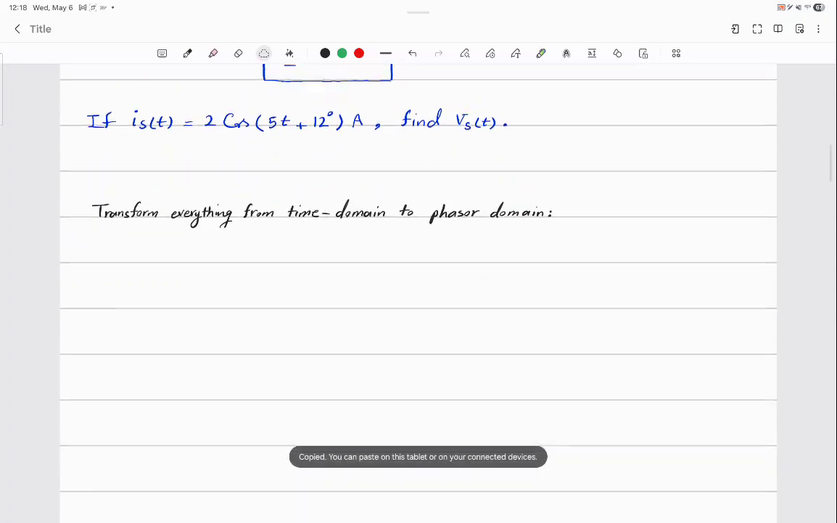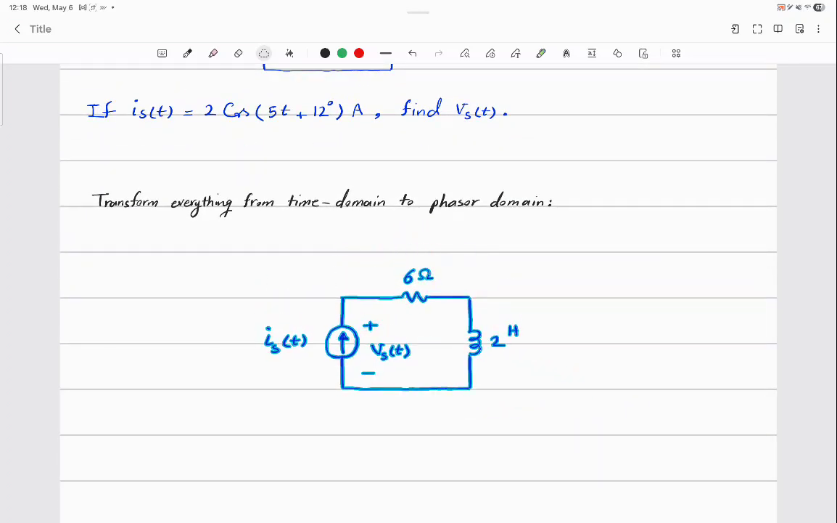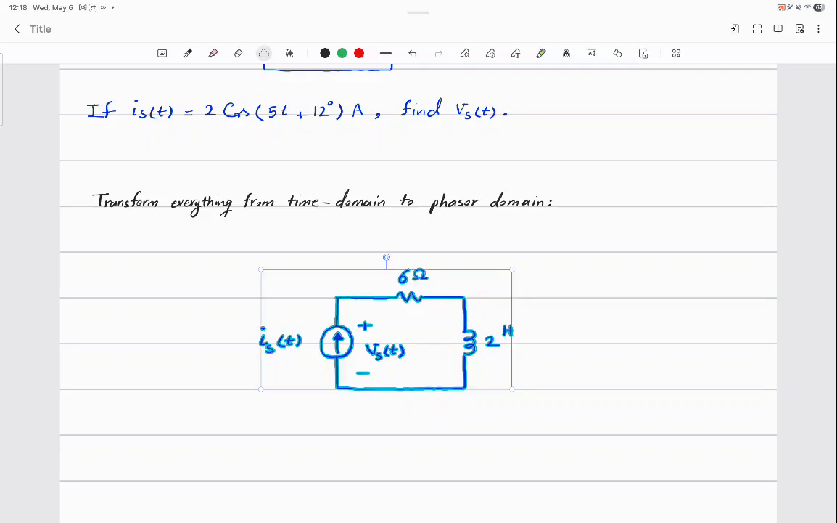When I say everything, what do I mean? It means all the voltages and currents should be written in phasor form, and all the resistors, capacitors, and inductors should be replaced by their equivalent impedance. Okay? So that is how I'm going to write it.